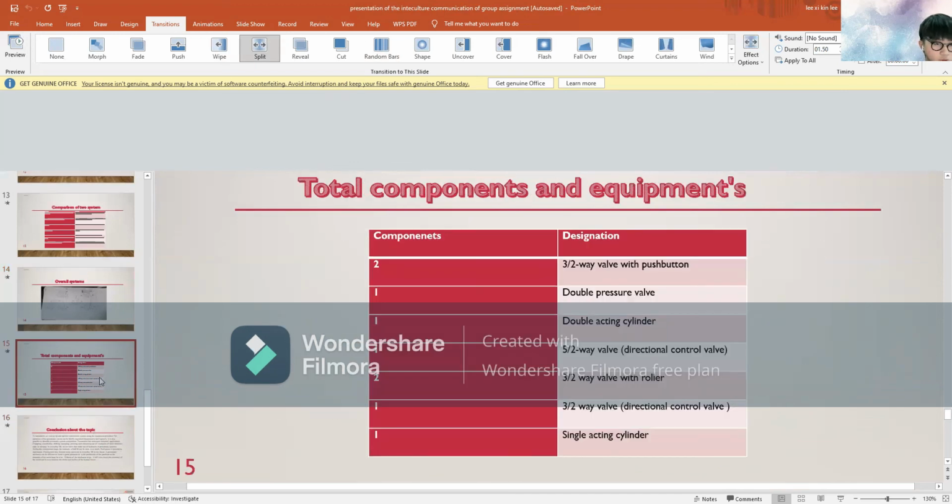So these are the total components and equipment used for the overall system: three 3/2-way valves with push button, one double pressure valve, one double acting cylinder, one 5/2-way valve which acts as a directional control valve, two 3/2-way valves with roller, one 3/2-way valve which also acts as a directional control valve for conveyor B, and one single acting cylinder.